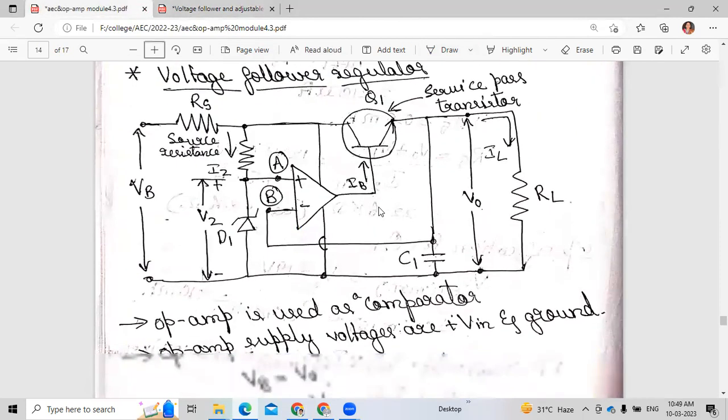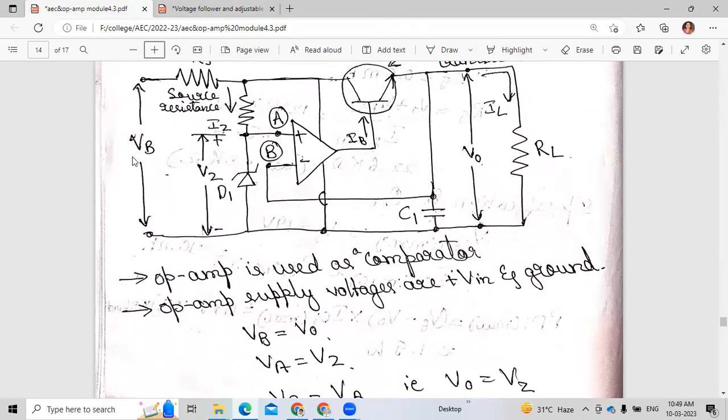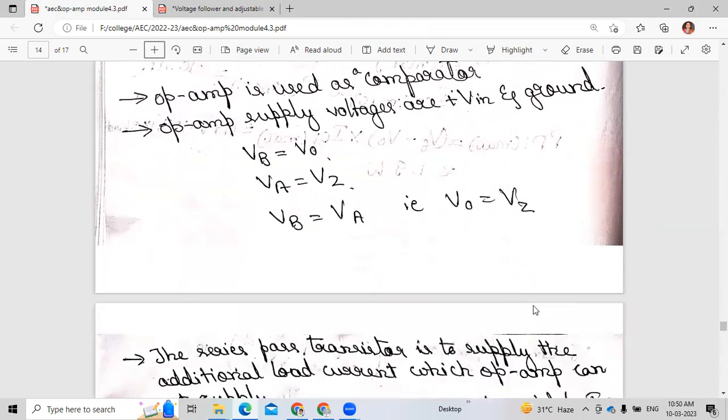Here, the op-amp is used as a comparator, and the op-amp supply voltages are plus Vin and ground. Here, VB equals V0, that is the output voltage, and VA equals VZ, the Zener diode voltage. And VB equals VA, that is V0 equals VZ.